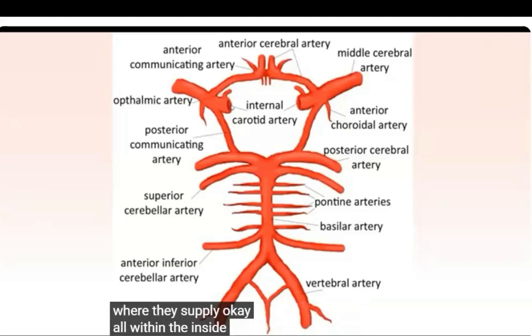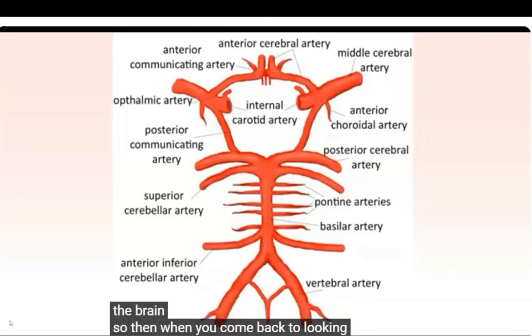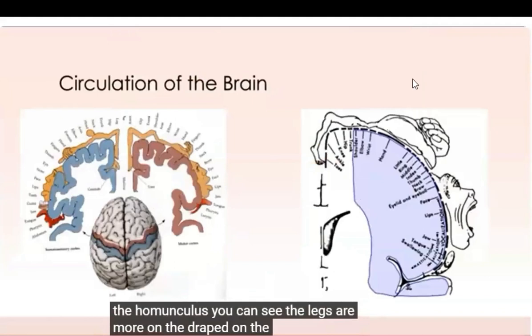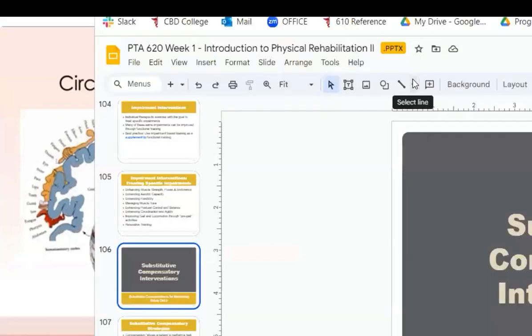But what you could think about is where they supply. All within the inside of the brain is more the anterior cerebral artery, where the middle is more the outside of the brain. So when you come back to looking at the homunculus, you can see the legs are draped on the inside and the rest of the body is on the outside.